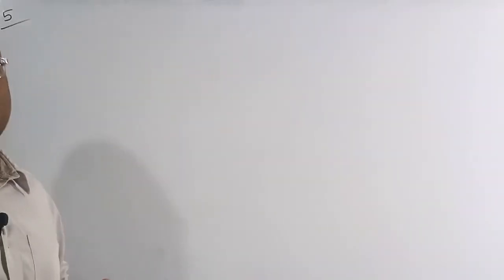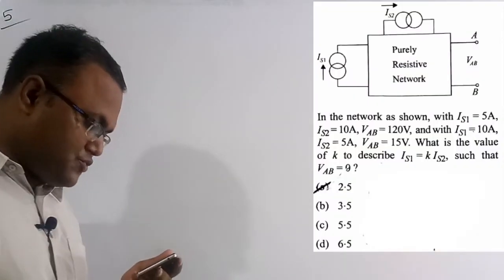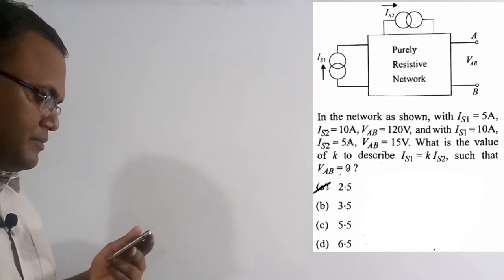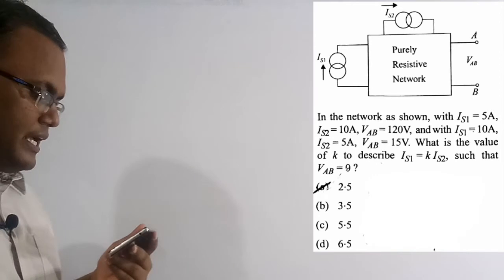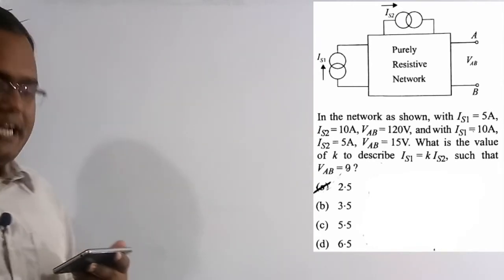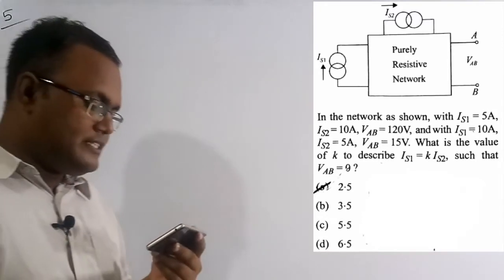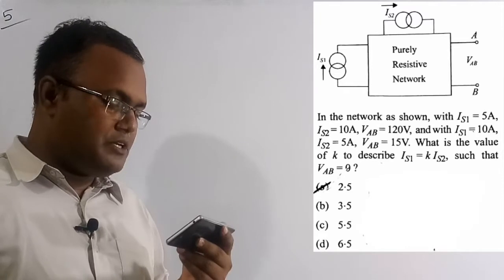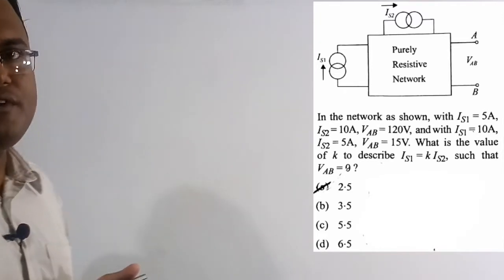So we are going to solve the fifth question. See the question here. In the network as shown in the figure, with IS1 equal to 5 ampere and IS2 equal to 10 ampere, VAB is equal to 120 volt. With IS1 equal to 10 ampere and IS2 equal to 5 ampere, VAB is equal to 15 volt. Then what is the value of K to describe IS1 equal to K IS2 such that VAB is equal to 0 volt? We need to figure this out.